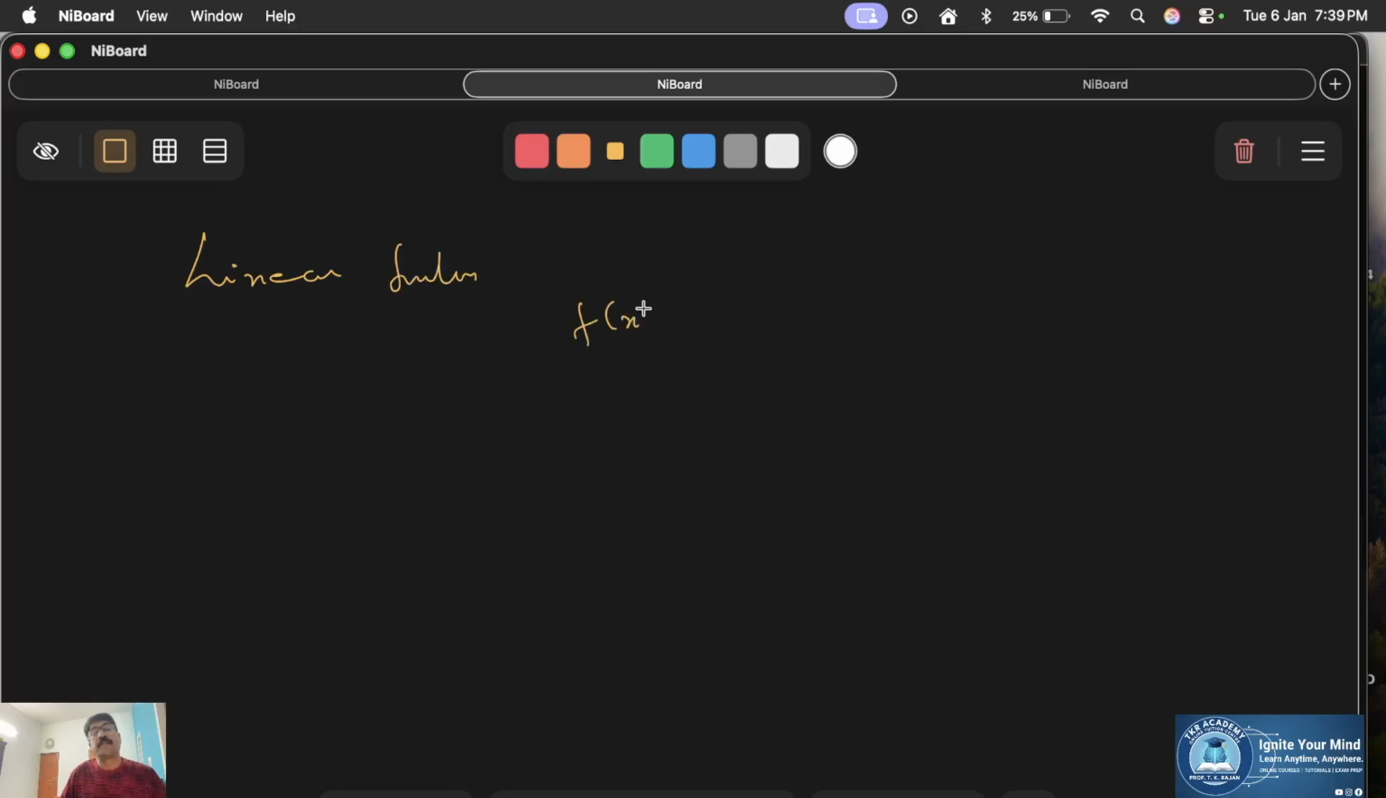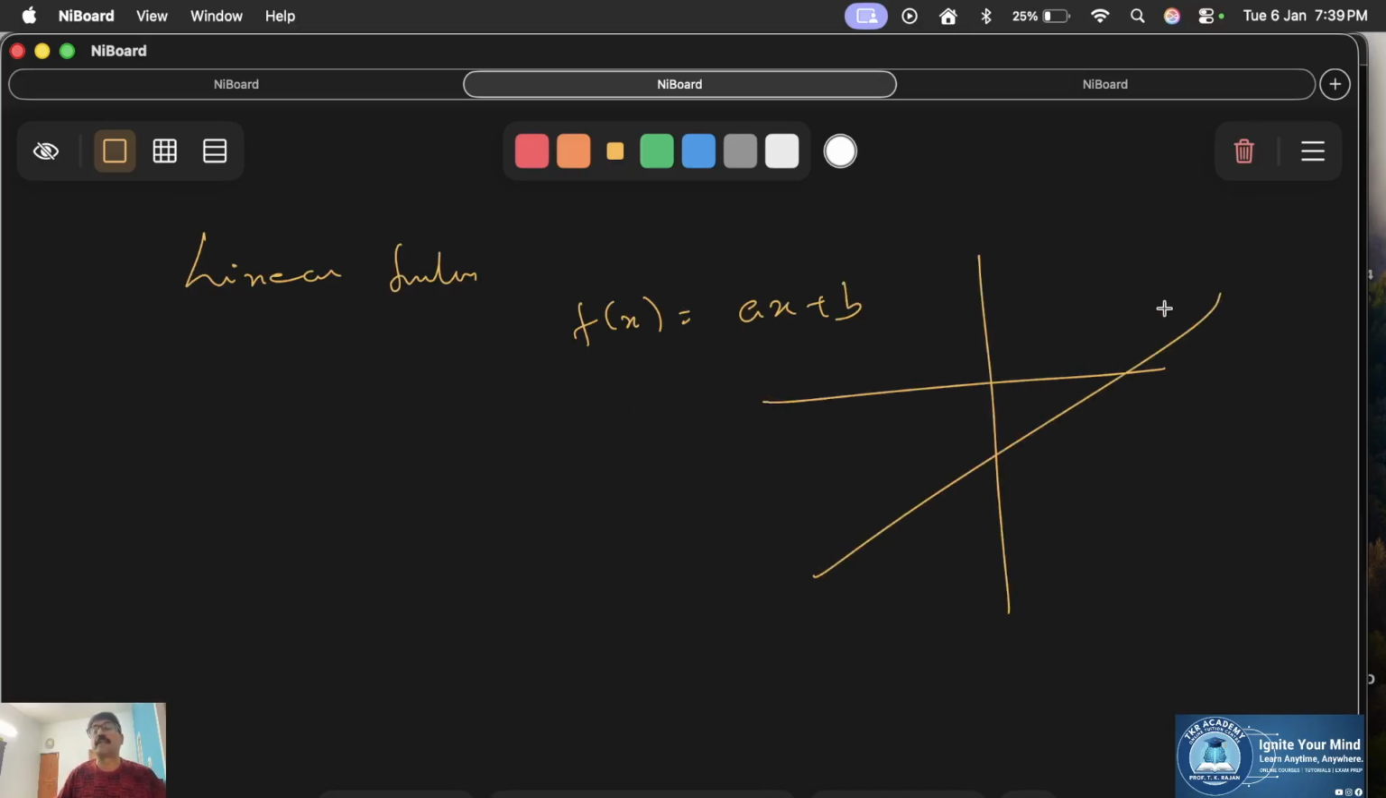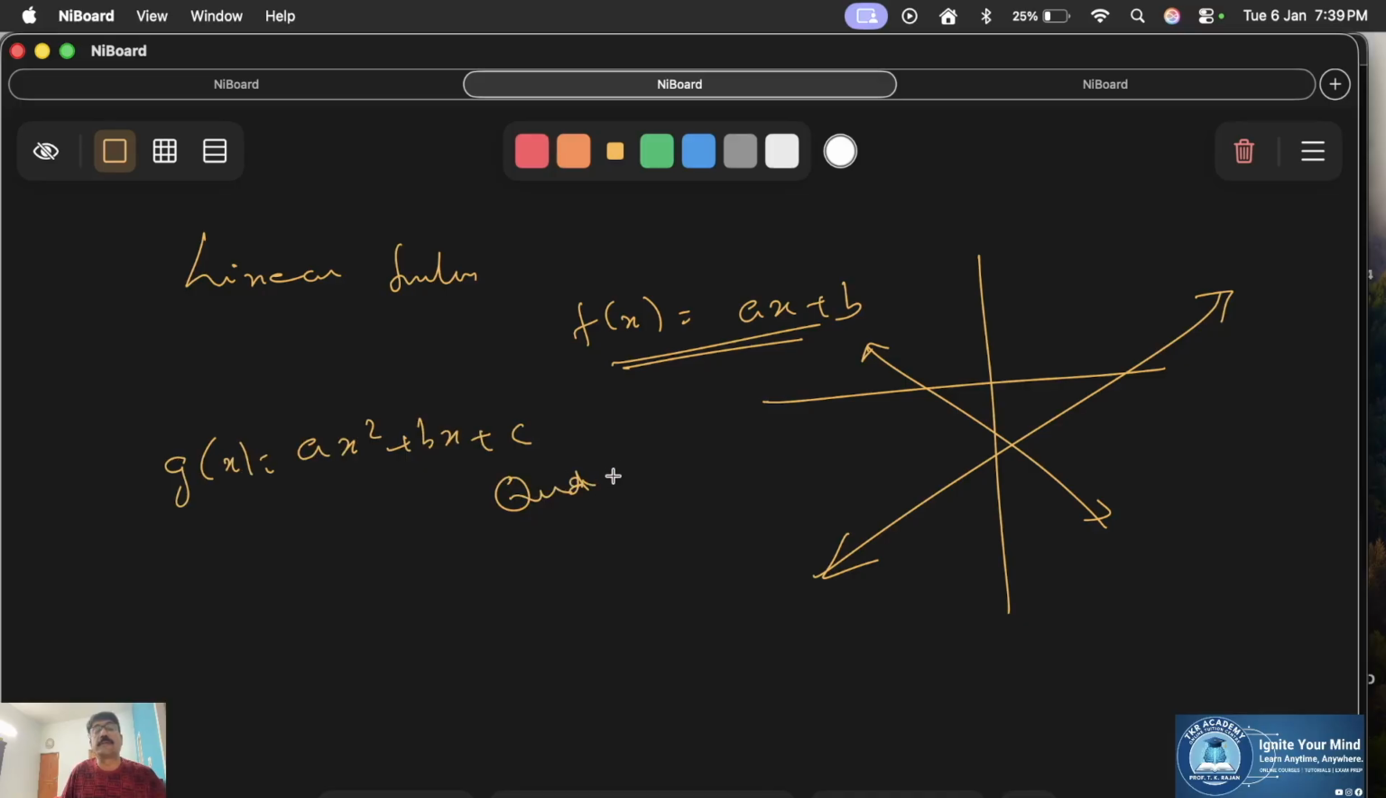A function which takes every x to some ax + b: if you draw the graph of this function, it will be some straight line like this, maybe like this, depending on the slope of this straight line. That is why it is called a linear function. Then suppose it is something like ax² + bx + c in general, another function g(x). This is called a quadratic function, a second degree function.